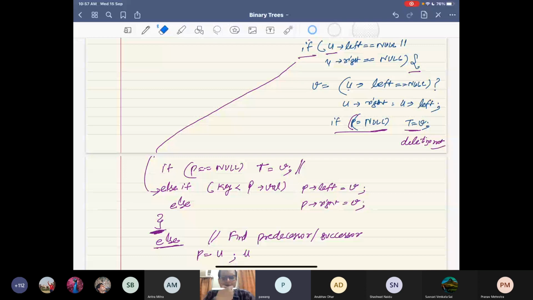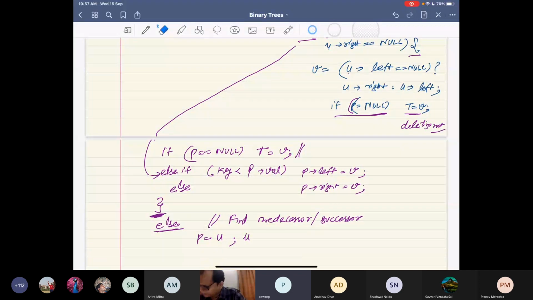So what I am doing here, I am finding the largest element in the left subtree of U. Okay, what does that mean? I am finding the predecessor. So I am finding the predecessor actually. Largest element in the left of U. Okay.